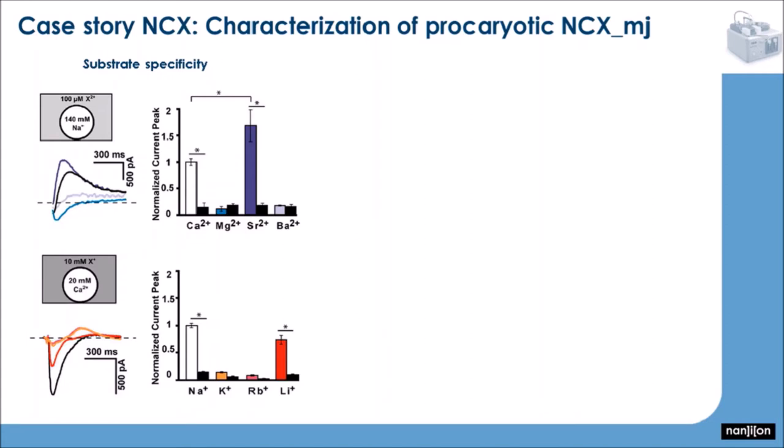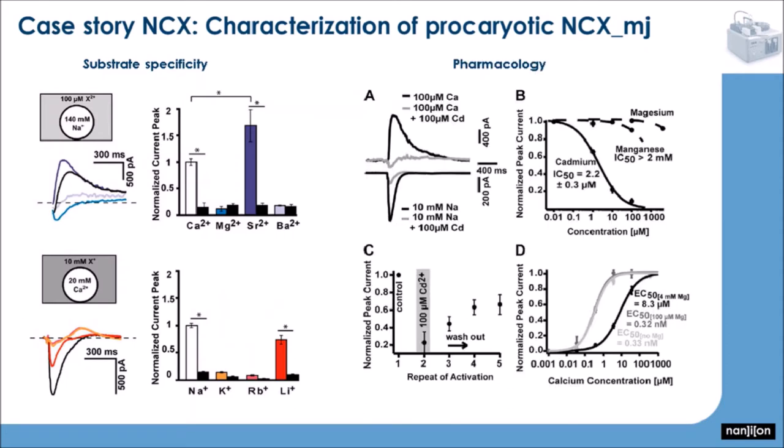We tried all kinds of monovalent and divalent cations to see if calcium or sodium can be exchanged, if the protein is really specific for this. Here you can see, for example, that strontium surprisingly generated very high currents. And then we also looked at the pharmacology, in particular at the behavior of divalent ions, which have an inhibiting effect on most NCX. And we could show with these experiments that this prokaryotic NCX is actually behaving very similar to the eukaryotic NCX.